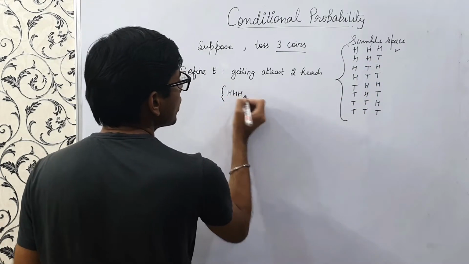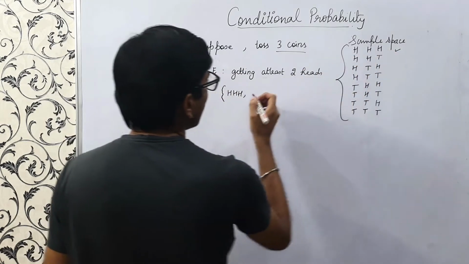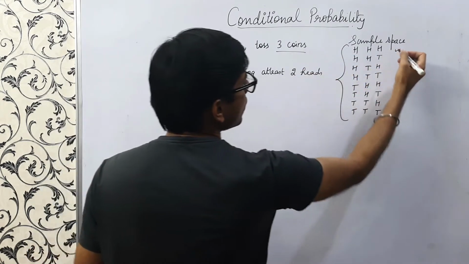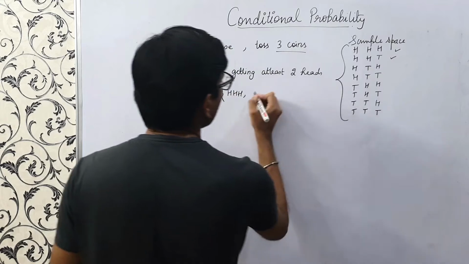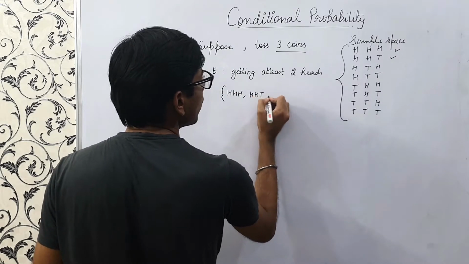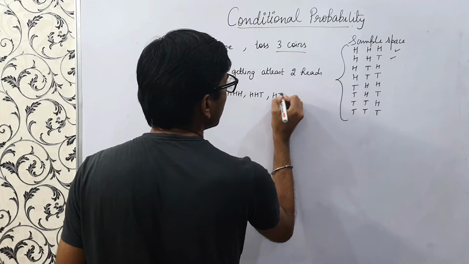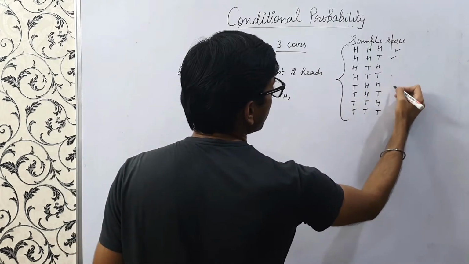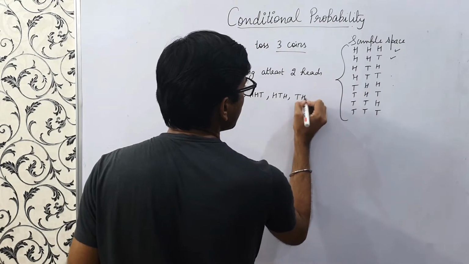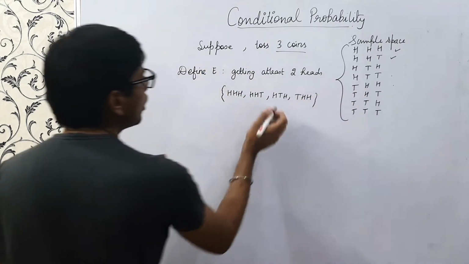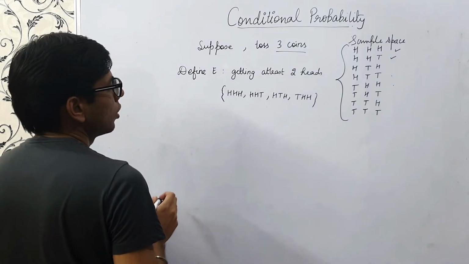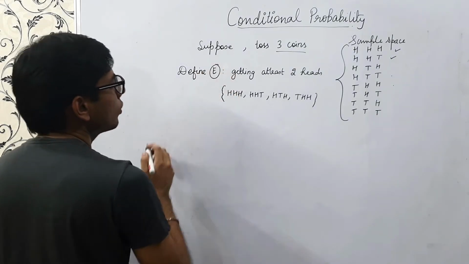One is HHH, 3 heads. At least means 2 or 3 heads. So this is under E, this is also under E: HHT. HTH is also under E. This is not. THH. Yes, these are the 4 outcomes that are part of event E.